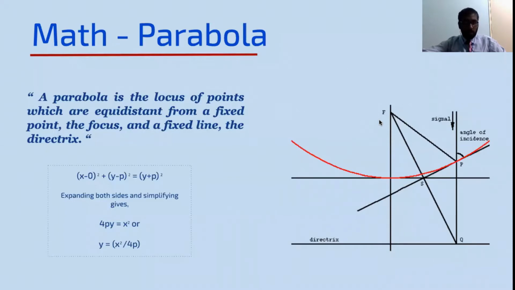Parabola of a satellite. A parabola is just a locus of points which are equidistant from a fixed point, the focus, and a fixed line, the directrix, and can be calculated by the distance formula. The answer which you will get is y = x² / 4p.